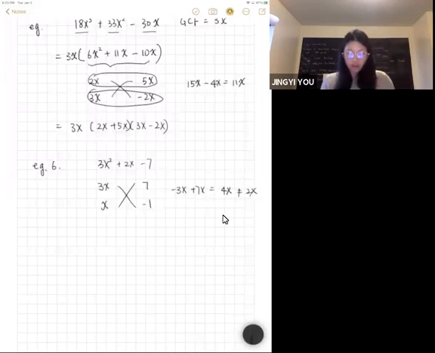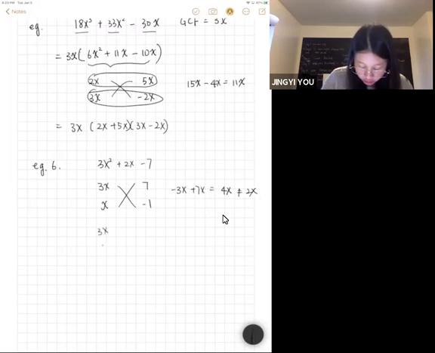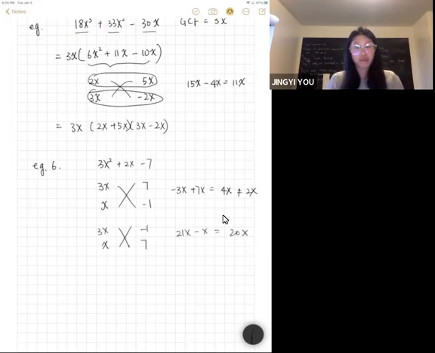So we need to try another way. So it's 3x and x. Well, we switch the order. Okay, so that I have 21x minus x, which is a positive 20x, even further away from 2x. So that means what? There's no solution for this one. It can't be factored. Because you can't think about another factor of negative 7 or another factor of 3, right? You did all the possibilities in here.